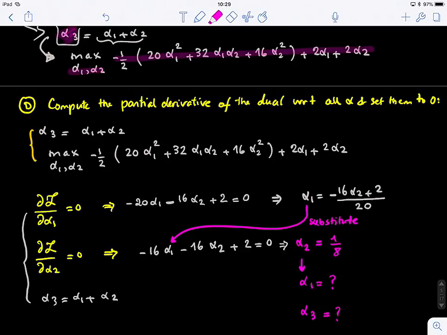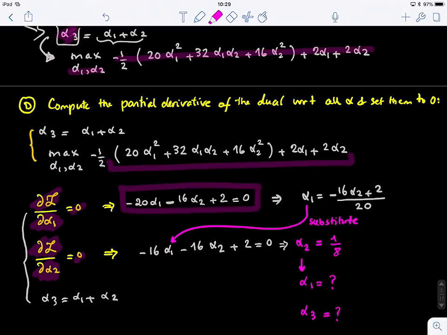Now, the next step would be to solve the dual problem. To solve the dual problem, we need to compute the derivative with respect to all parameters, which are alpha 1 and alpha 2. So we compute the derivative of the Lagrangian with respect to alpha 1 and with respect to alpha 2, and we set them to zero. If you derive this with respect to alpha 1, we get this equality. When deriving with alpha 1, of course, alpha 2 is fixed, so it's considered a constant. Then we derive with respect to alpha 2, and we get the second equation.